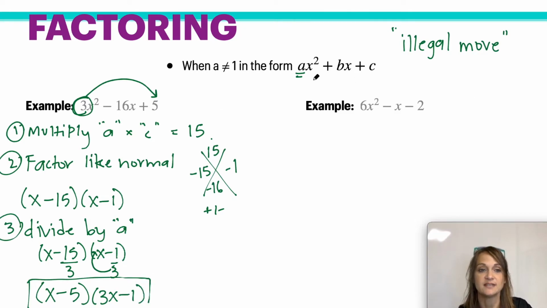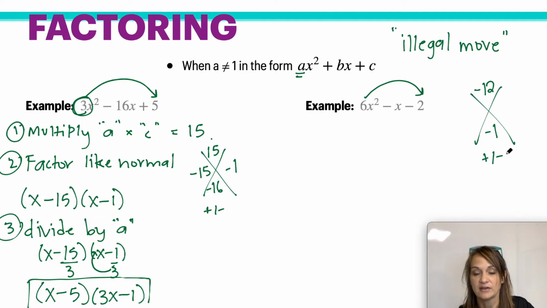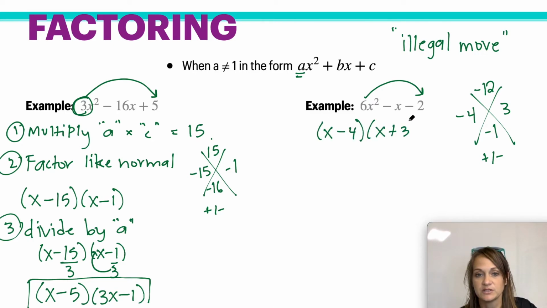So in this case, again, the first step is to multiply A times C to get negative 12. And then the middle number, we still add or subtract. So what multiplies to give you negative 12 but adds to give you negative 1? It would be negative 4 and a positive 3, because negative 4 plus 3 is negative 1, but when you multiply, you get negative 12. And so you'll get x minus 4 and then x plus 3. That is steps 1 and 2. We multiplied and we factored.